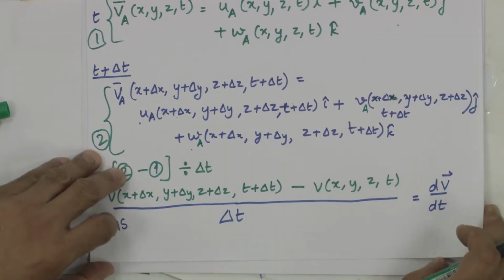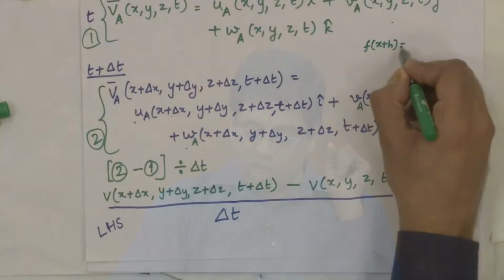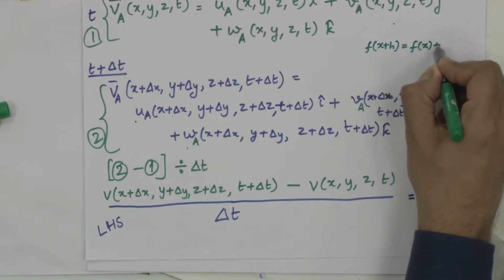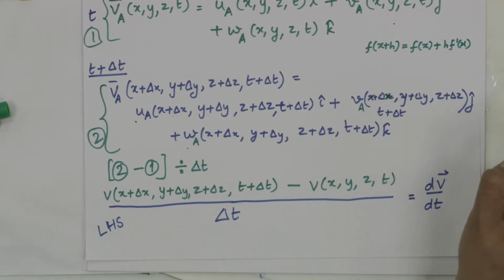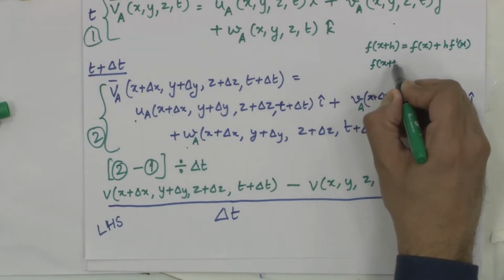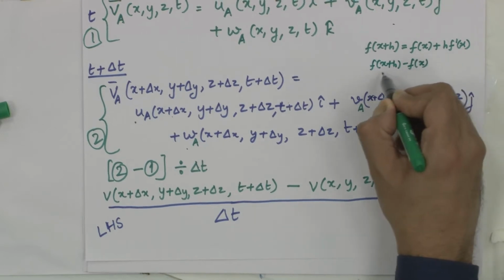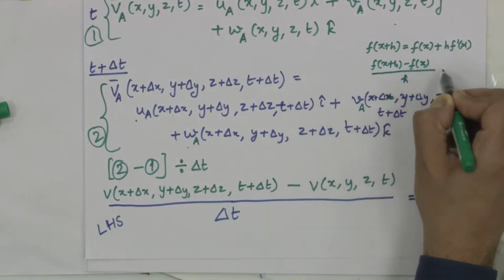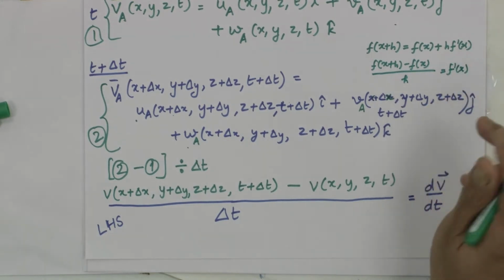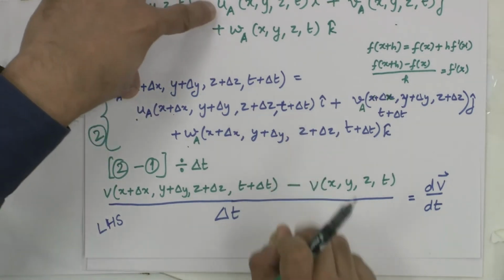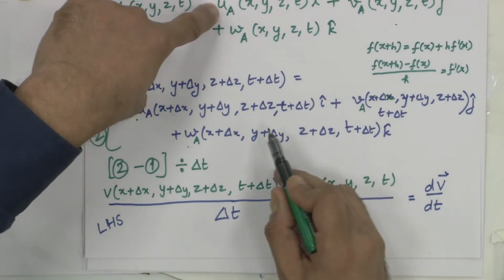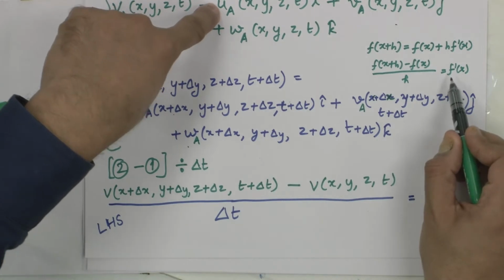So, simply it is going to be my definition of the derivative, f of x plus h is equal to f of x plus h times f prime of x plus higher order terms, correct. So, f of x plus h minus f of x divided by h is equal to f prime of x, or f of x plus h, that is this term, minus f of x, that is u, is nothing but h f prime of x.